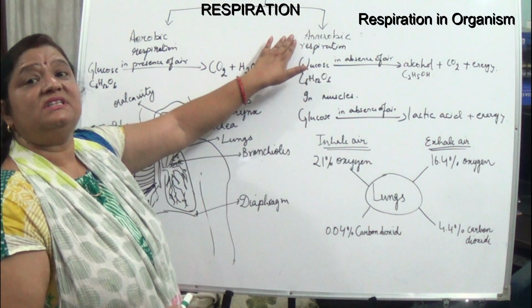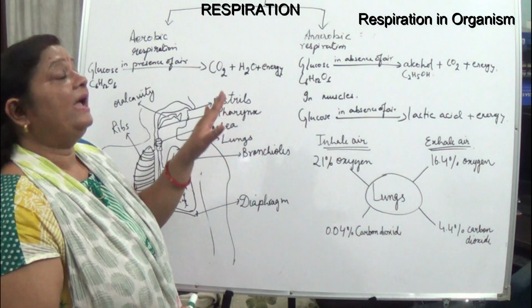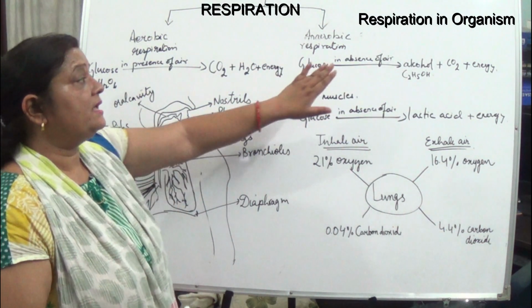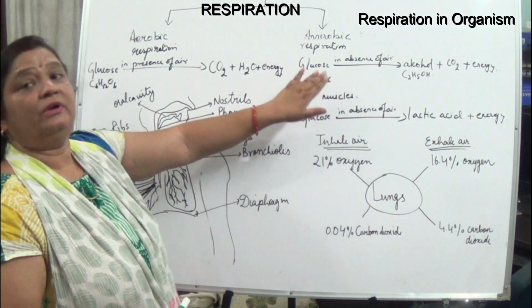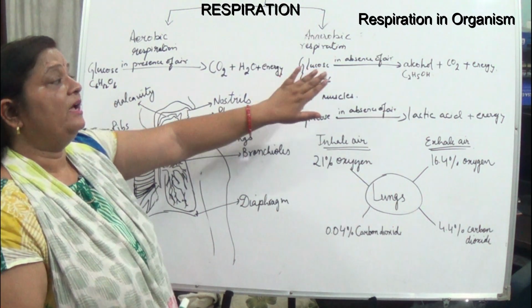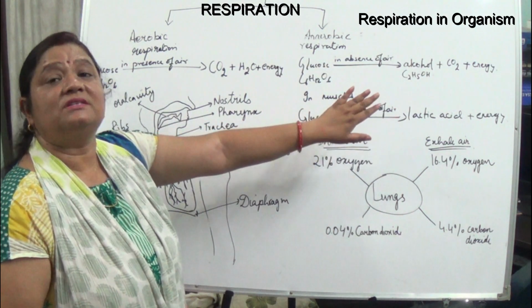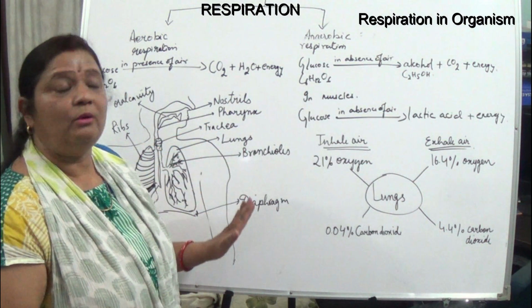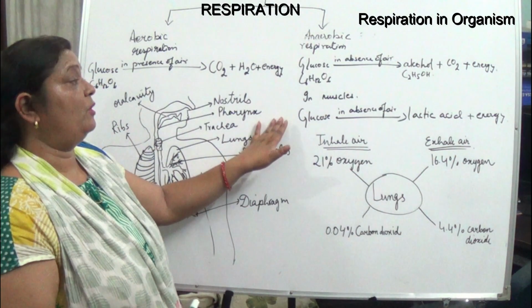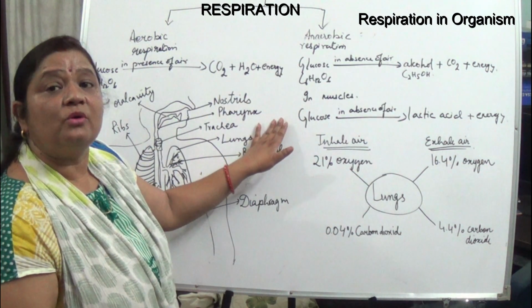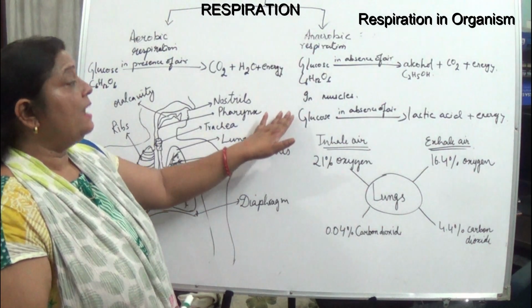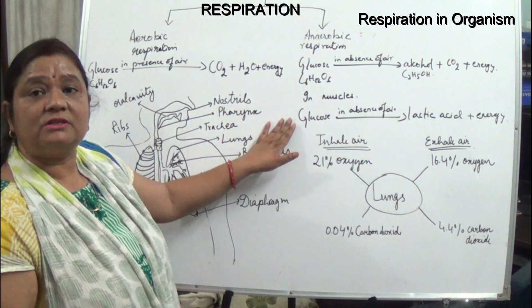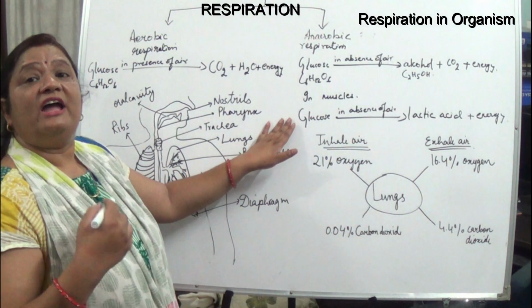And anaerobic respiration, what is anaerobic respiration? An means in the absence of air. Here air is not present. In the absence of air, glucose is broken down into what? Alcohol, carbon dioxide and energy. Here a lot of energy is not released, less energy is released. Sometimes this anaerobic respiration takes place in our muscles also, when we do heavy exercise.